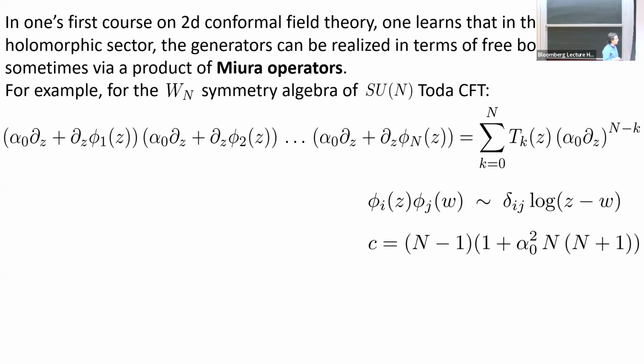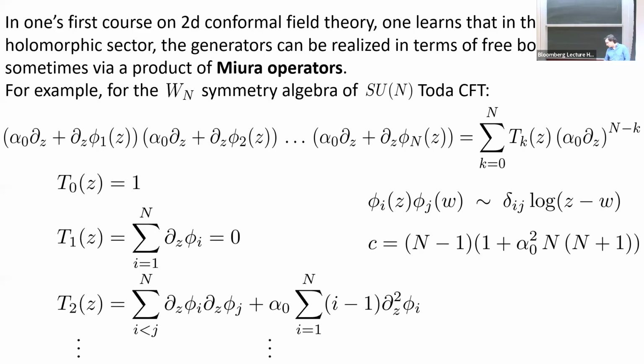charge of your algebra. And so the Miura transformation is the statement that if you multiply N of these operators together and expand in terms of differential operators, the coefficients of this generating series are the generators of the algebra itself. So as an example, for the W_N algebra, if I expand this product, well, the first term will be 1. That's trivial.